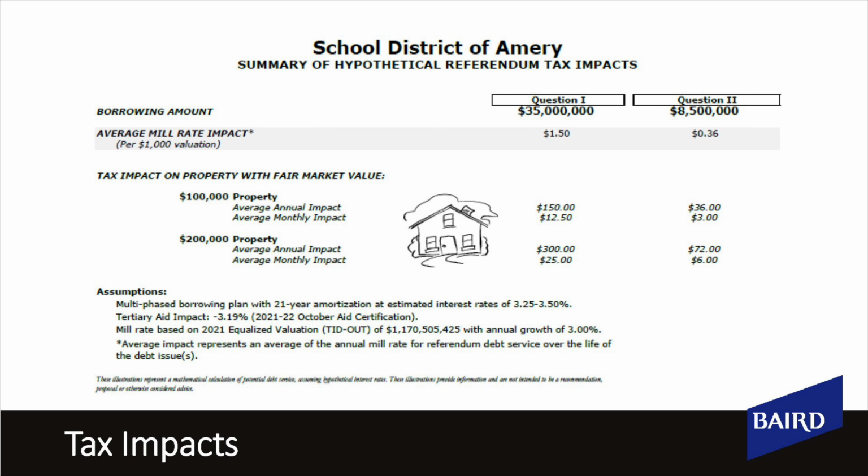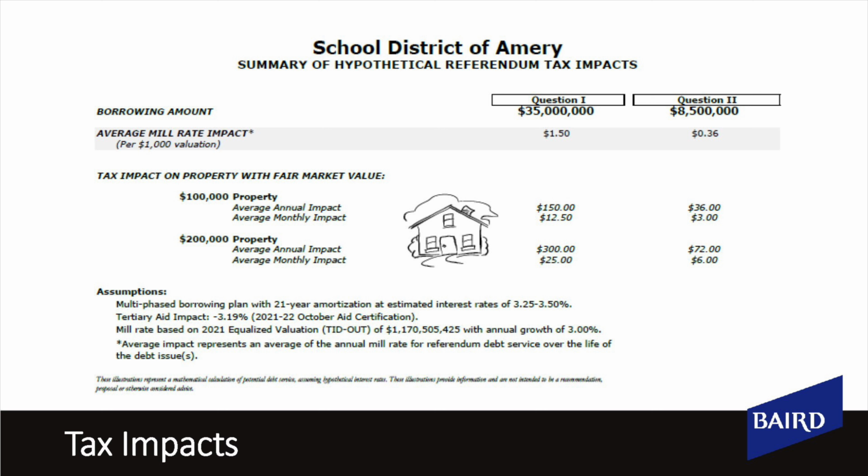So for every $100,000 of property that you have, it's a $150 increase in regards to your average annual impact. For a month, it would be divided by 12, which gets you to $12.50. The same math holds true for a $200,000 property. You simply need to double those amounts and you get two new amounts of $300 and $25. The second column is obviously a smaller price tag and comes with it a smaller mill rate impact.